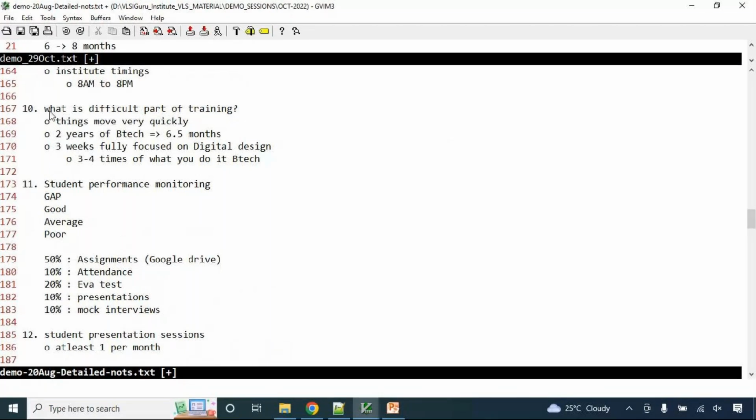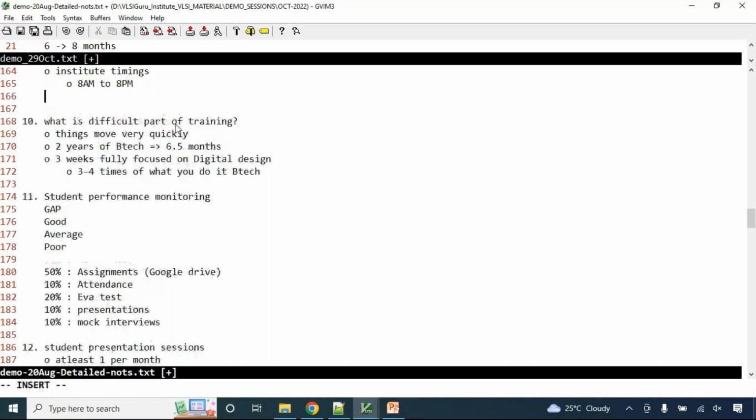First, let's understand what is the difficult part of the entire training. The thing is, things move very quickly. This is actually the difficult part. Everything is taught from the basics. All the topics are taught from basics.